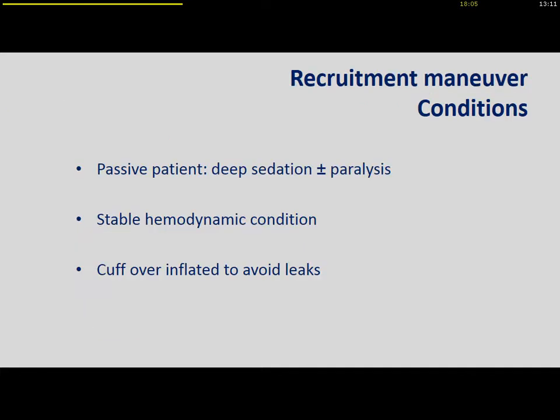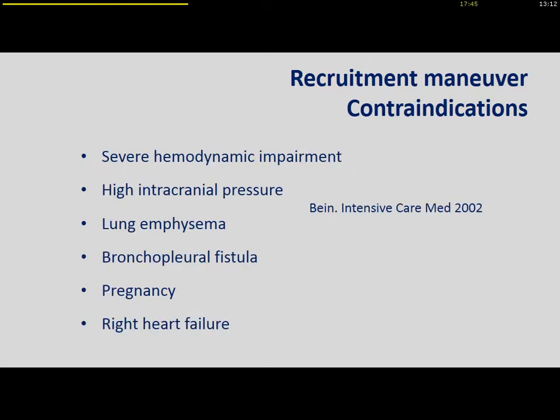potential for recruitability. What are the conditions to perform a recruitment maneuver? The patient has to be passive, so deeply sedated and more or less paralyzed, in stable hemodynamic condition, and we usually have to overinflate the cuff of the balloon because we are going to use a high airway pressure. There are some contraindications that we have to keep in mind before doing a recruitment maneuver: severe hemodynamic impairment, high intracranial pressure, lung emphysema. We should be very careful about this. Also bronchopleural fistula, pregnancy, and right heart failure.